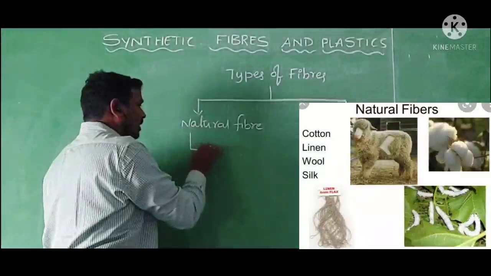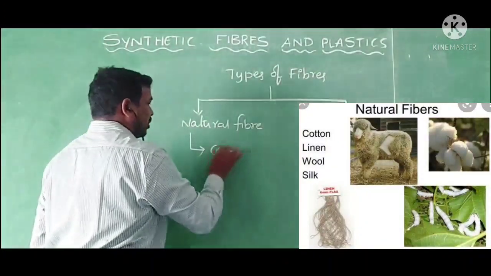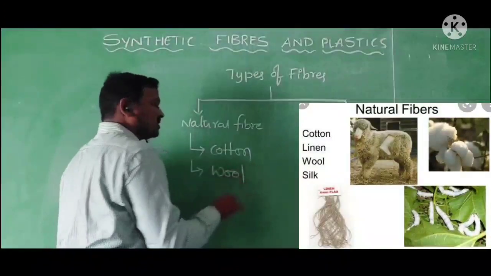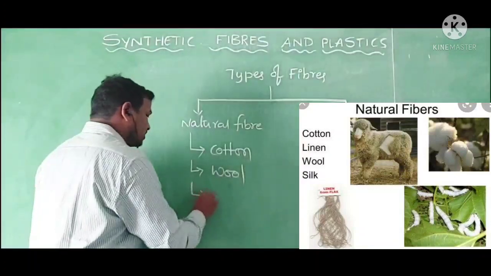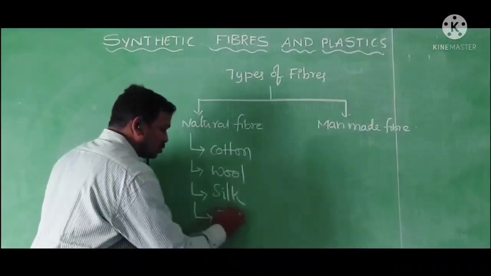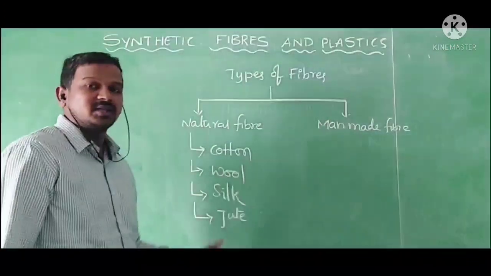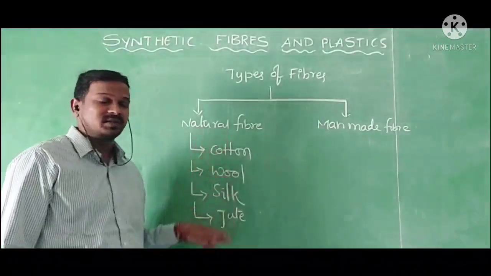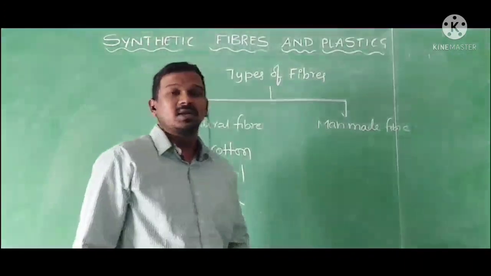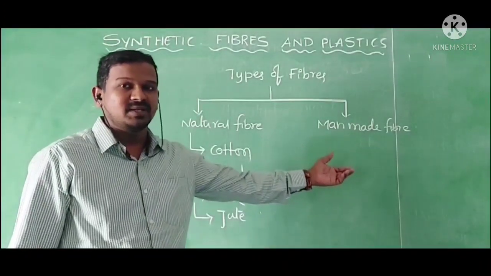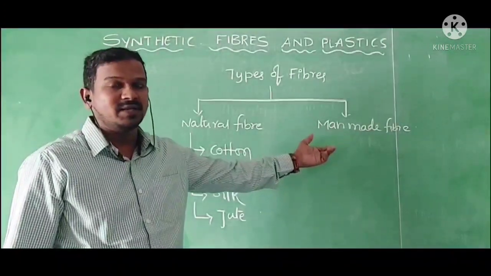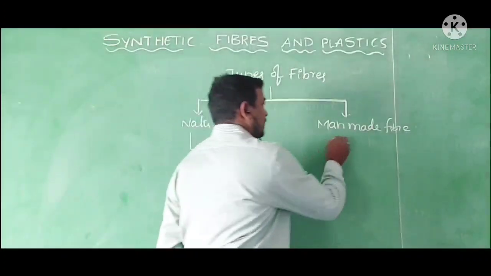For example, there are 4 kinds of natural fibers. One is cotton, which is taken from plants. Wool is taken from animals like sheep. Silk is taken from silkworms. One more type is jute, the 4th type of natural fiber, which is taken from plants only. Now, what are man-made fibers? The fibers which are made by humans are called man-made fibers. We can also call this type synthetic fibers.